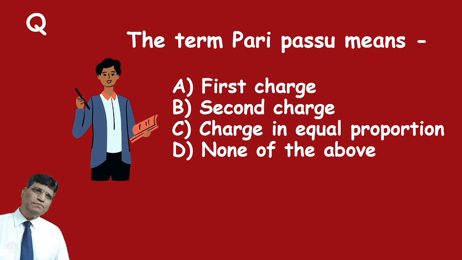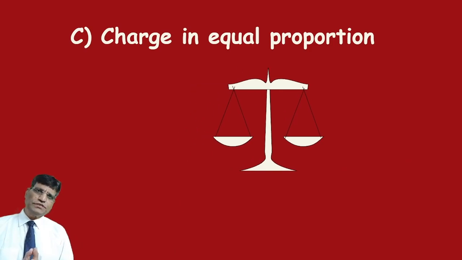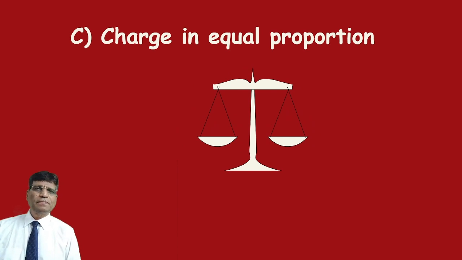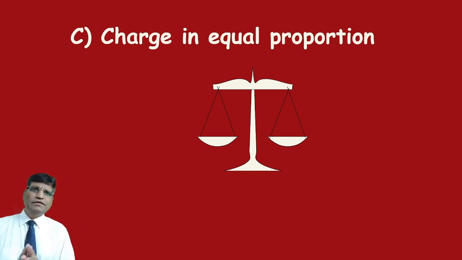Pari passu means, most of the time in banking it is used, and it means first charge, or the second charge, or charge in equal proportion, or none of the above. There are 4 options, and so far as pari passu is concerned, pari passu means the answer is charge in equal proportion. If 4 banks, 4 lenders are there, and if any security has to be created, if that security has to be divided as per their share of credit, then it goes in equal proportion.